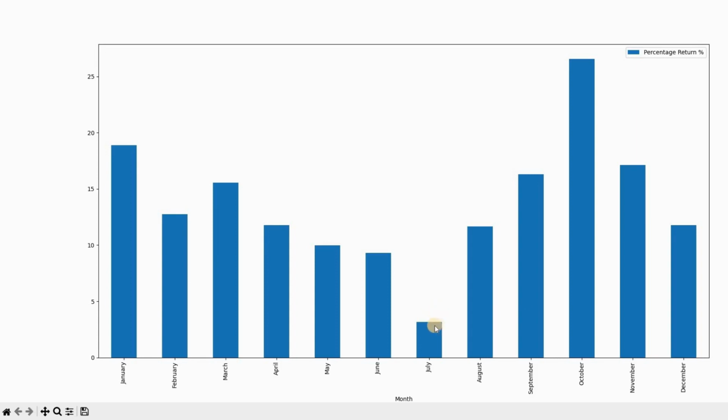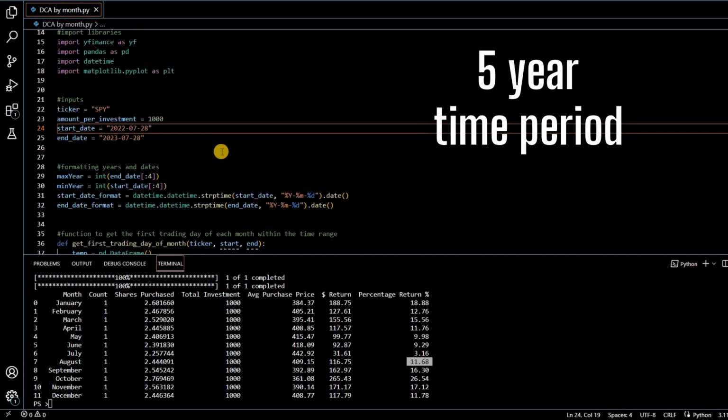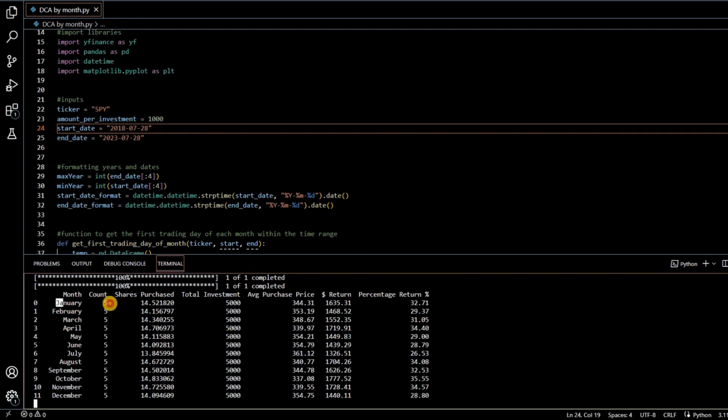Now, this 1-year data doesn't really paint the picture of what this would look like long term. So now we're going to go ahead and look at this for a longer time frame. We're going to look at it for 5 years. So again, this time, this is the equivalent of if you invested every first trading day in January for the last 5 years, here's how much you would have invested. Here is your total return, and then here's your percentage return.